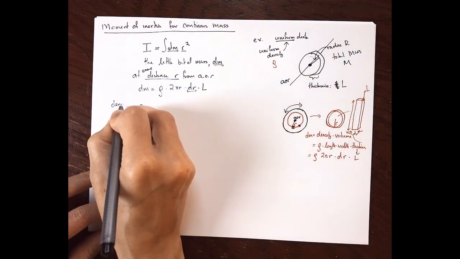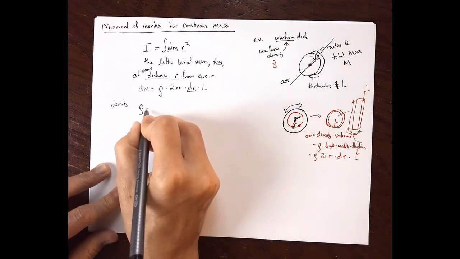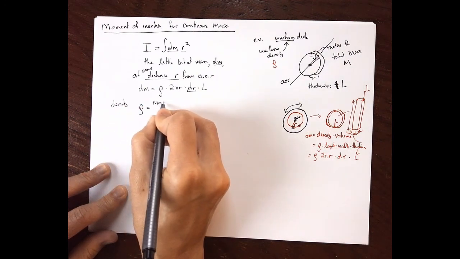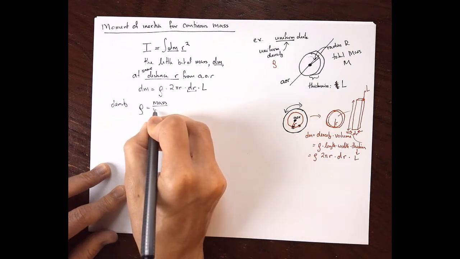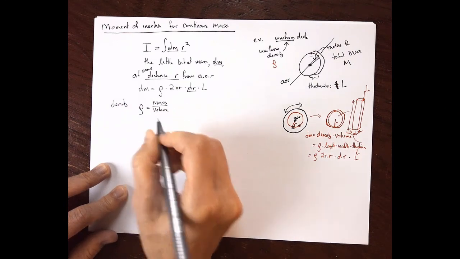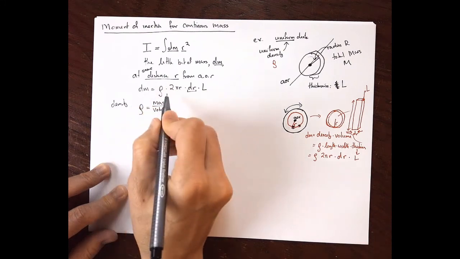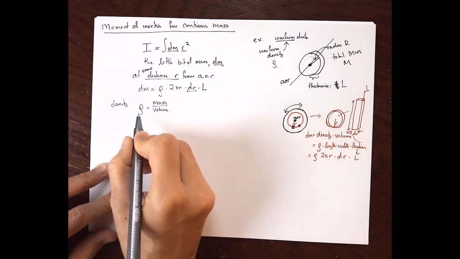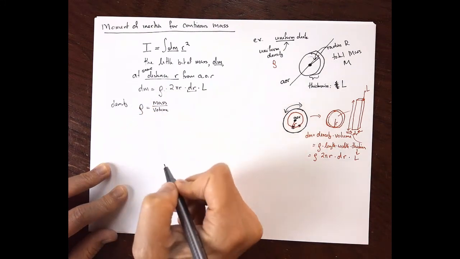So this is the density, and that's going to be mass over volume. We could solve this, but that's not really going to be useful for us. We want to solve this for something else we can plug into this equation.